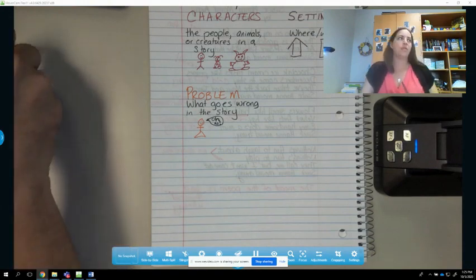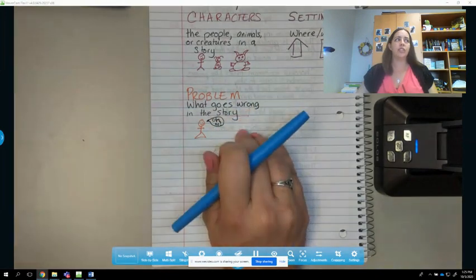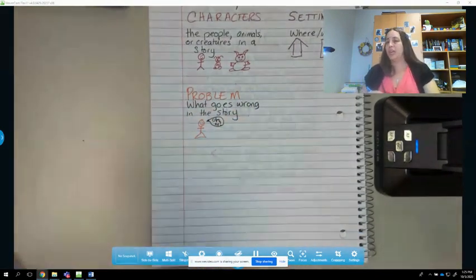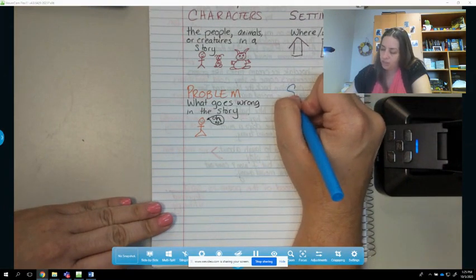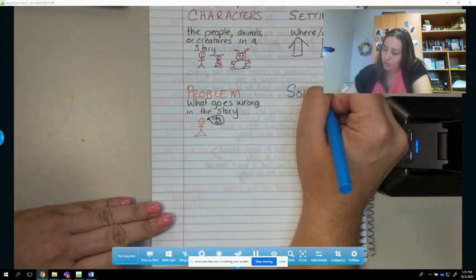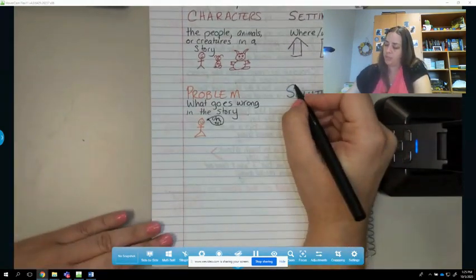And with every problem that happens, our characters have to try and solve that problem. And our story isn't done until those characters have found the solution. So our fourth story element is going to be solution, or how the problem is solved.